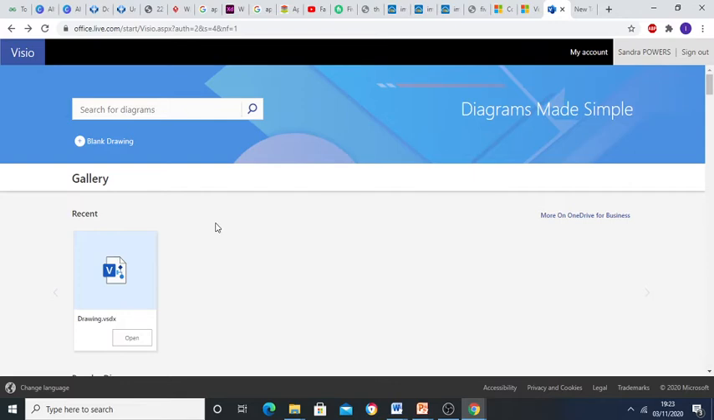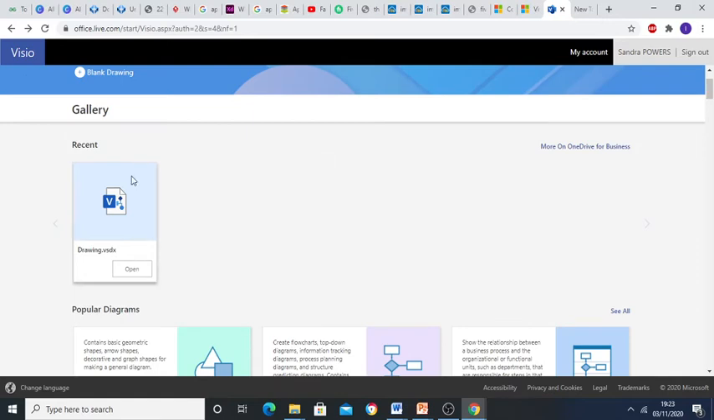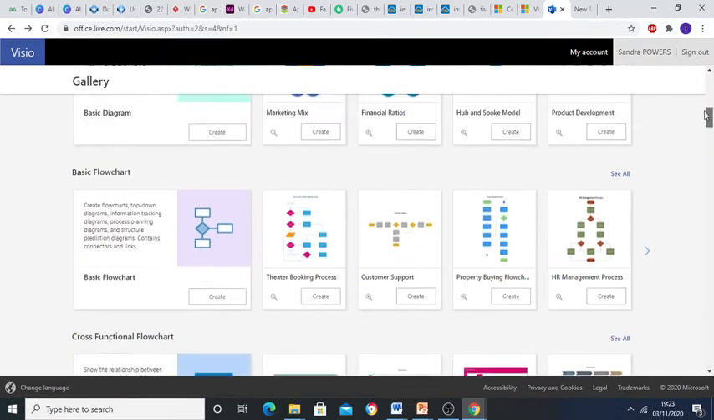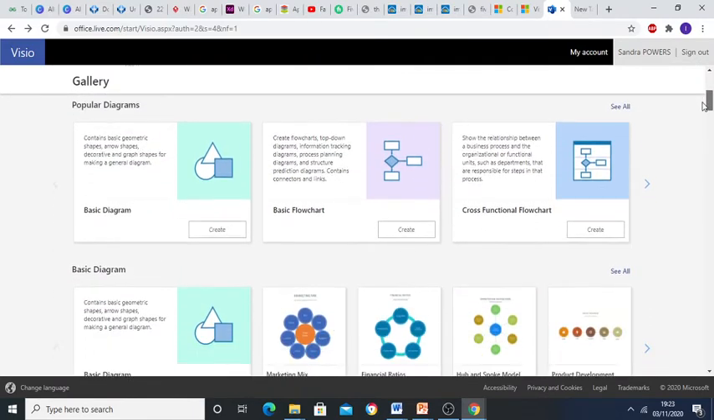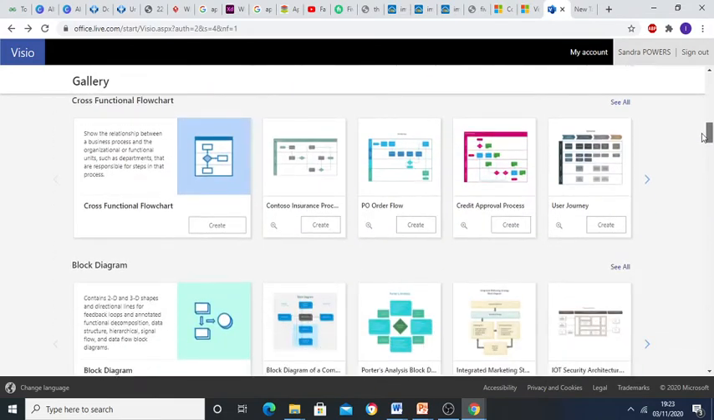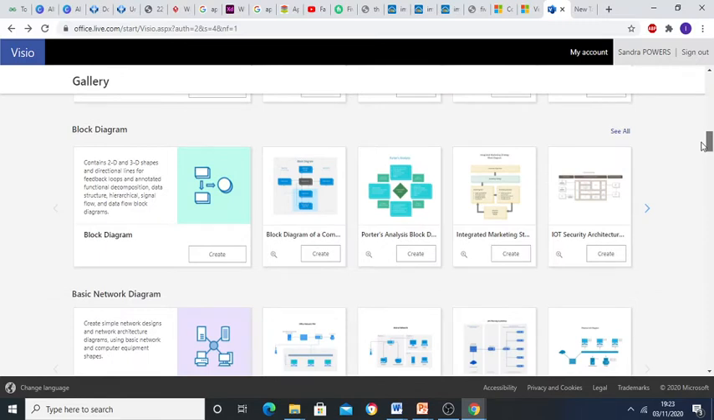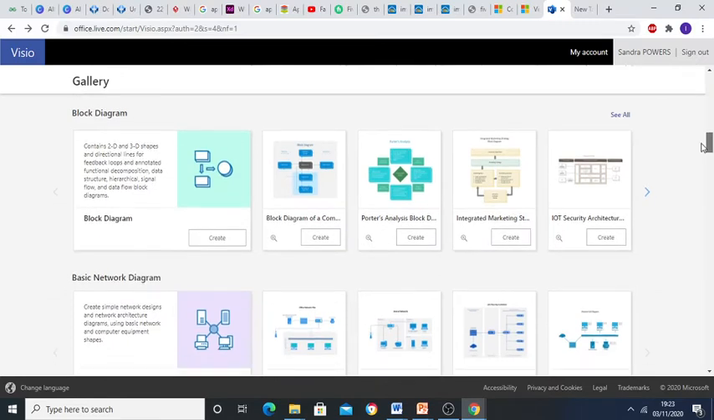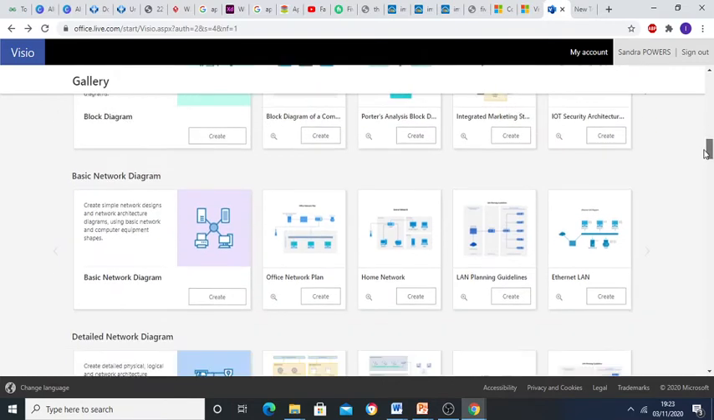You can register, go to office.live.com, and with no money paid in any way, shape, or form, you can very quickly get yourself on board and get yourself on a free plan. And so I'm now in Visio, and I want to put together a Visio diagram, but not just any ordinary Visio diagram. You can see as I scroll down that there are popular diagrams, basic diagrams, basic flowchart, cross-functional flowchart. These are all different ways of modeling.